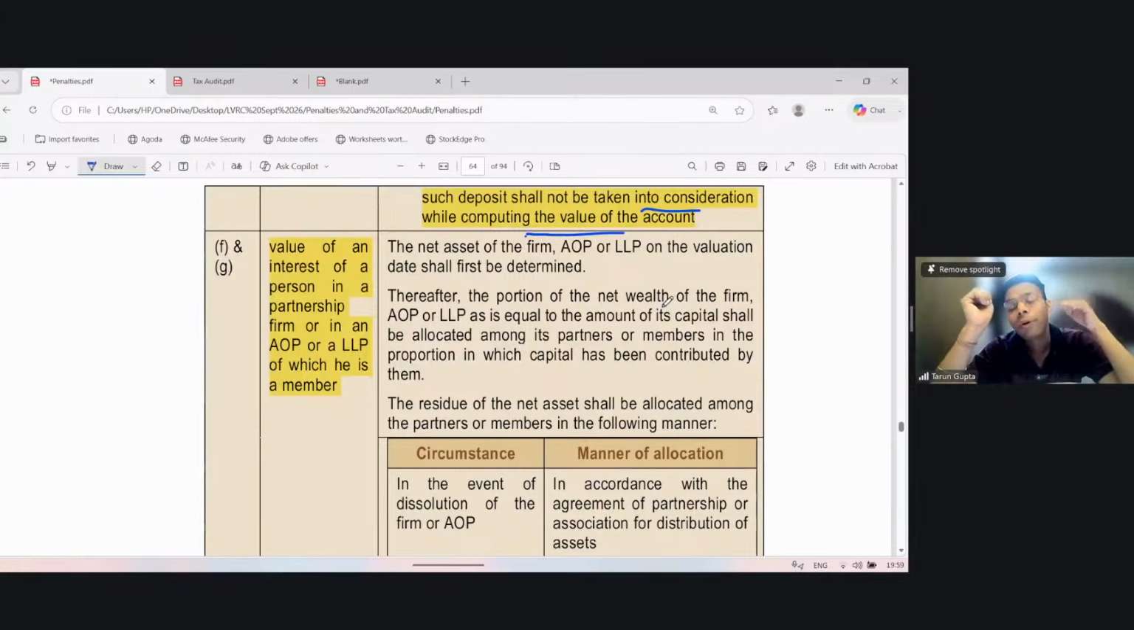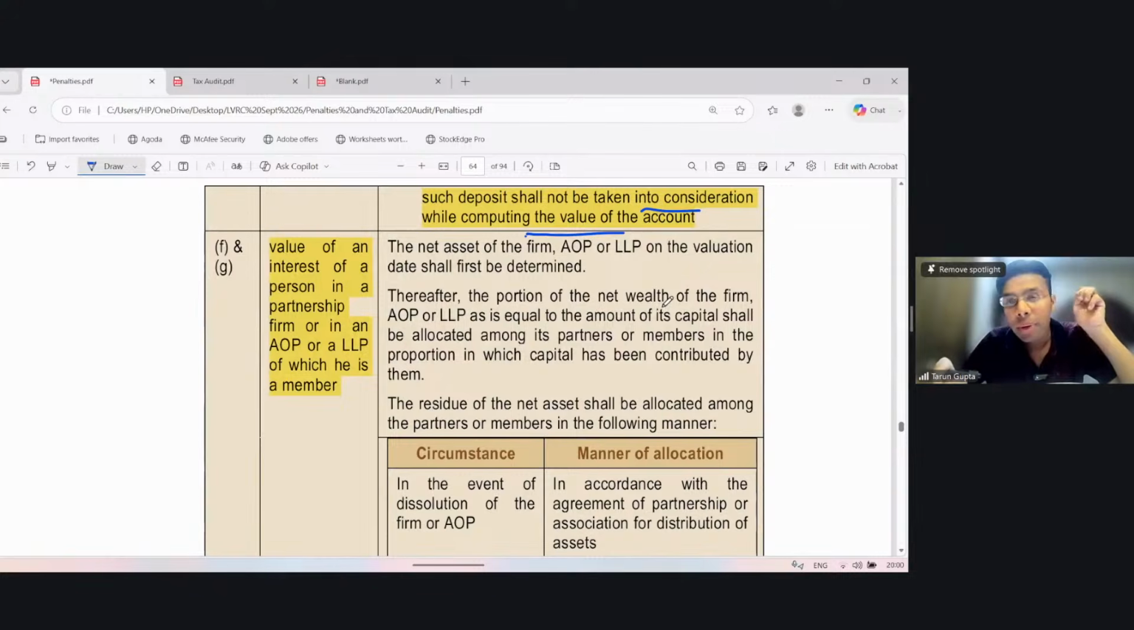Okay. So first, up to the amount of aggregated capital, the amount shall be distributed in the ratio of the capital, and the balance amount shall be distributed in the dissolution ratio, and in the absence of dissolution ratio, in the profit sharing ratio. So see what it says.